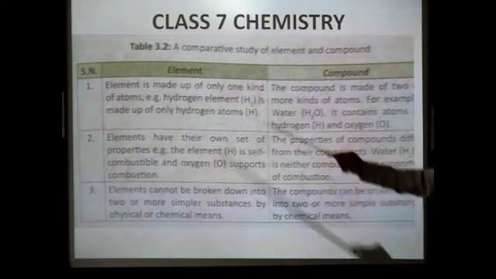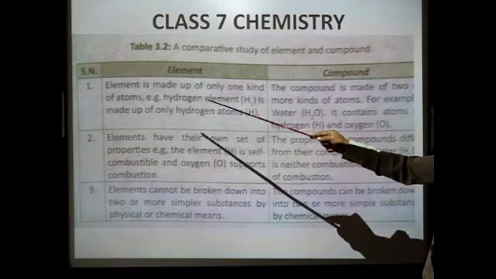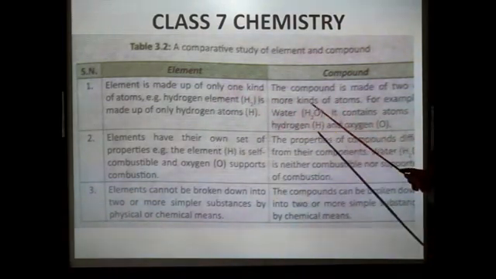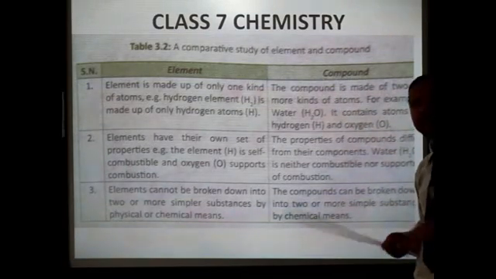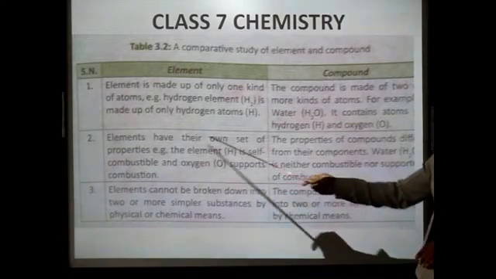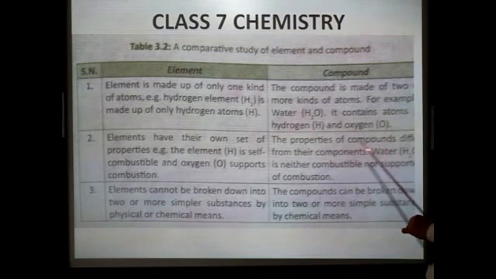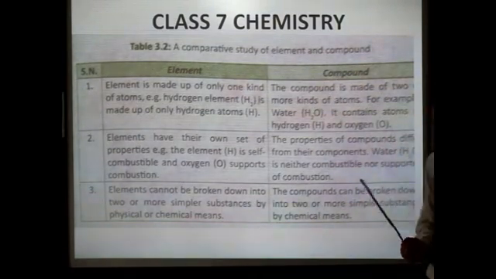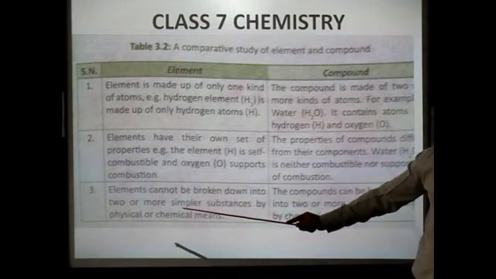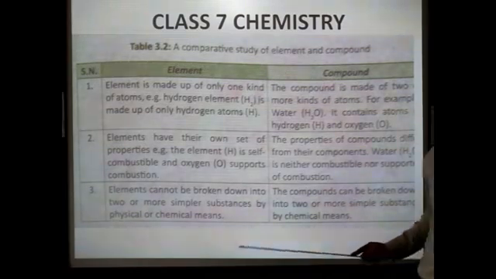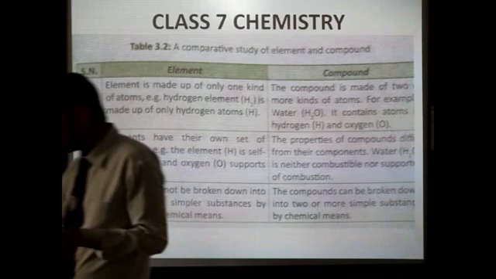Let me repeat it again. Elements are made of the same kind of atoms, only one kind of atoms. Compounds are made of different kinds of atoms combined chemically in a fixed proportion by mass. Elements have their own set of properties, but the properties of compounds differ from their components. Elements cannot be broken down into simpler substances by any means. Compounds can be broken down into simpler substances by chemical means. Okay?